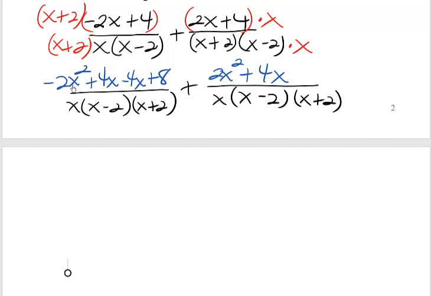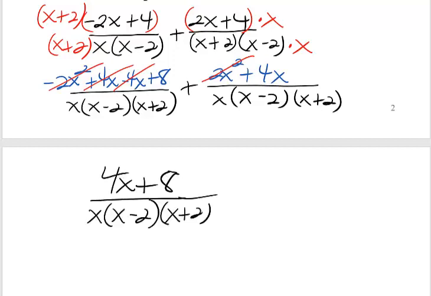A lot of them cancel out. Negative 2x squared plus 2x squared. Goodbye. Plus 4x minus 4x. Goodbye. The only thing I have left is 8 plus 4x. I'll write it in the correct usual order. 4x plus 8 for the top, and the bottom stays the same.